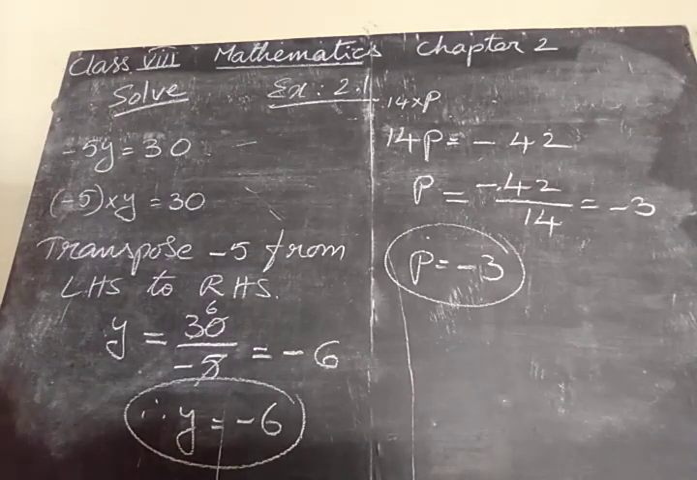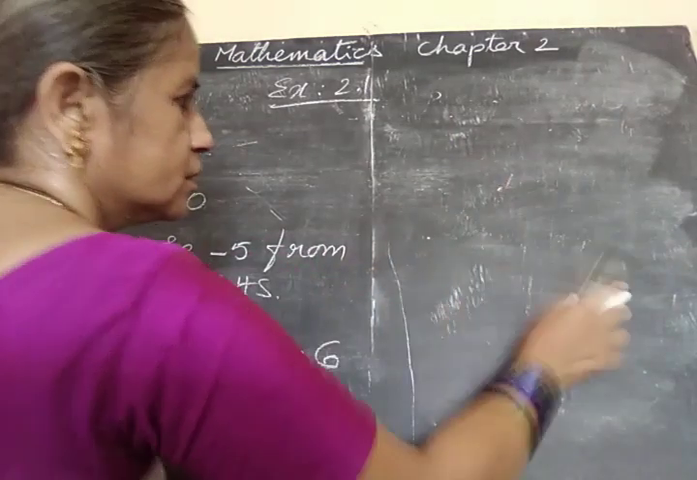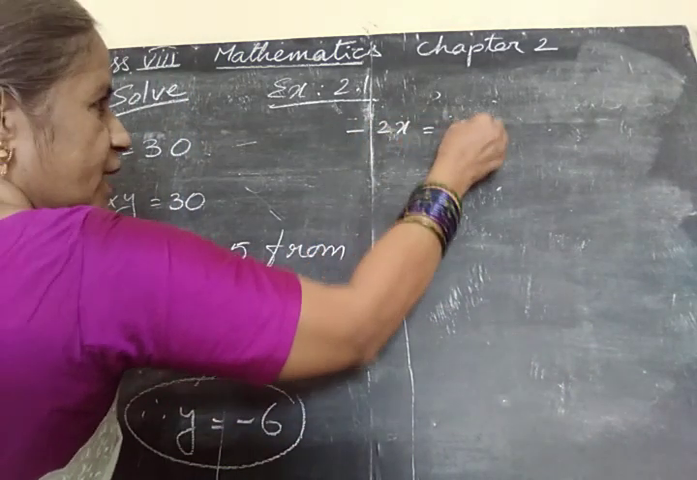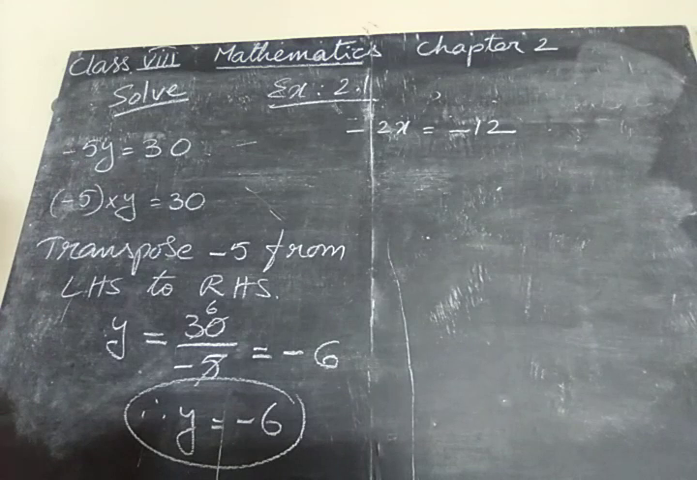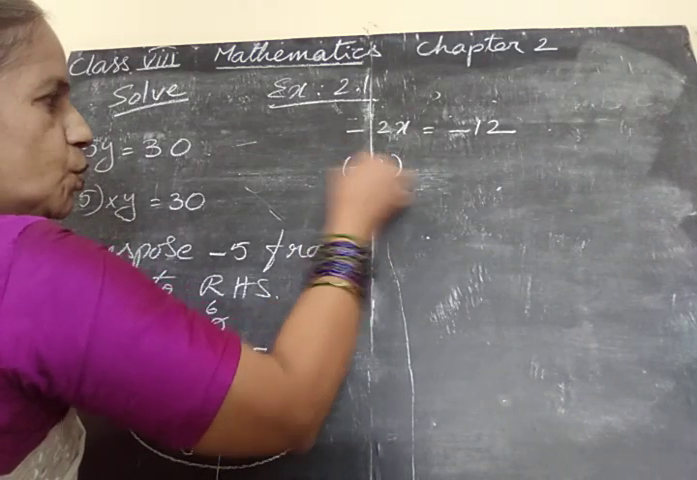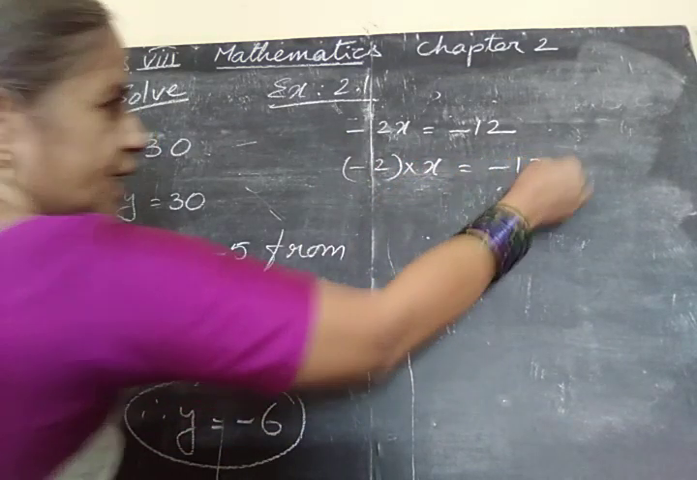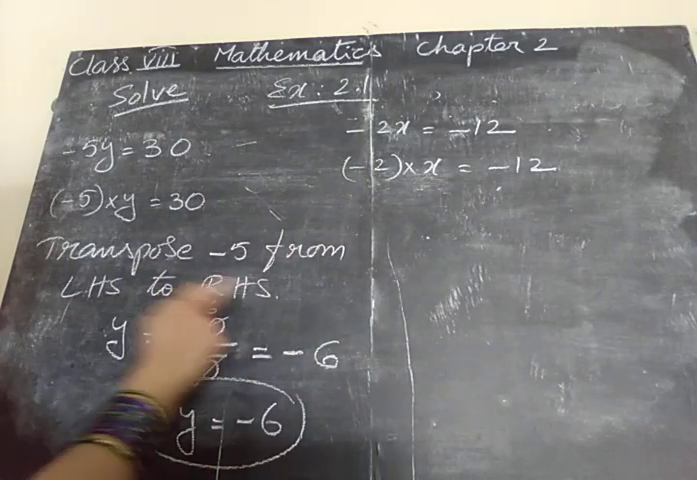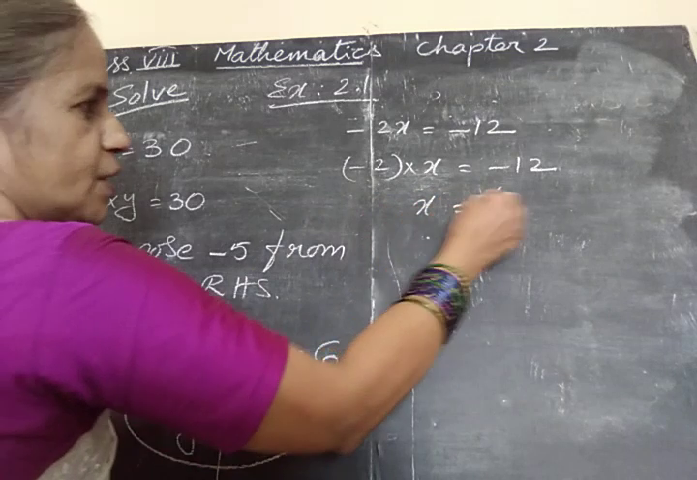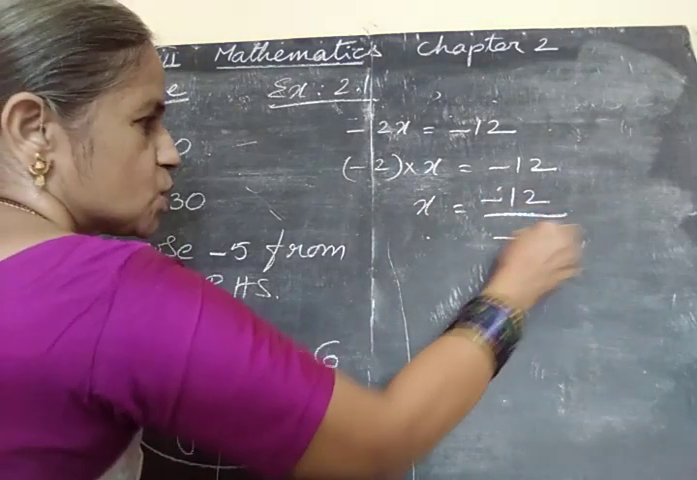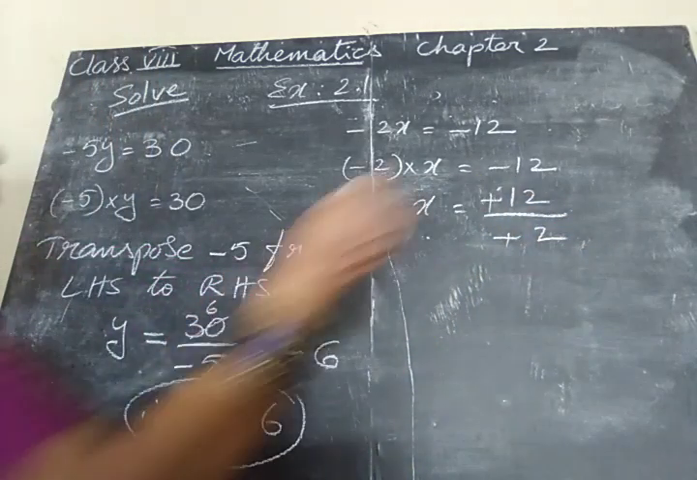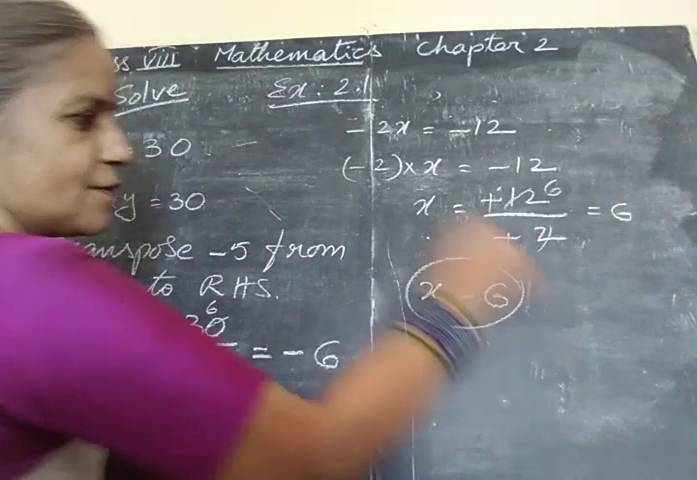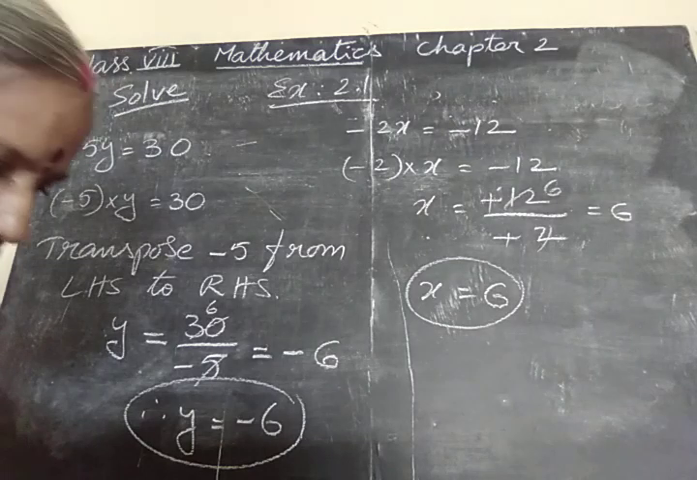Now the next, the fourth one: minus 2x is equal to minus 12. Minus 2x means minus 2 into x is equal to minus 12. So transpose minus 2 from LHS to RHS, x is equal to minus 12 divided by minus 2. Minus minus cancel. 2 sixes are 12. So x is equal to 6. Like that you have to find. Understood, children?